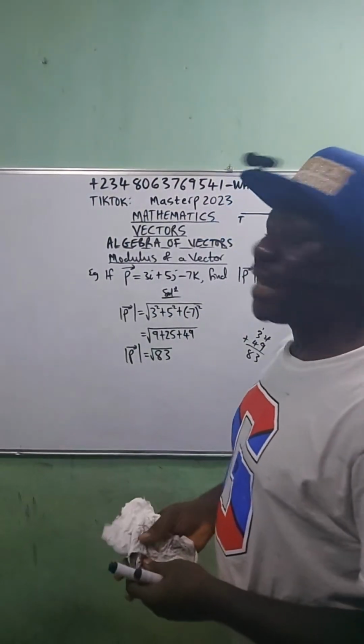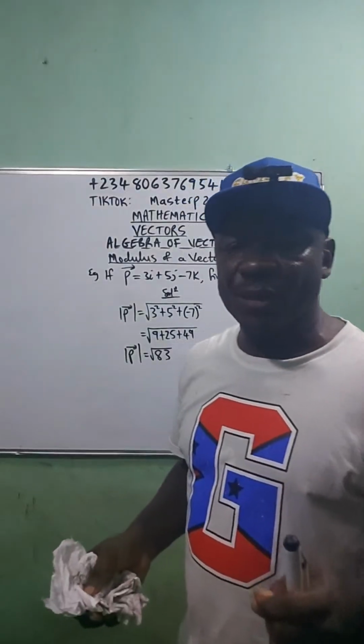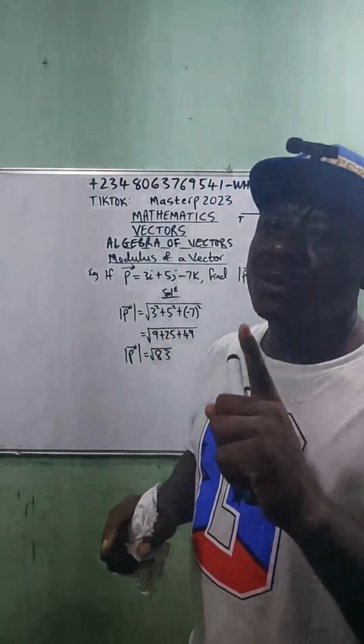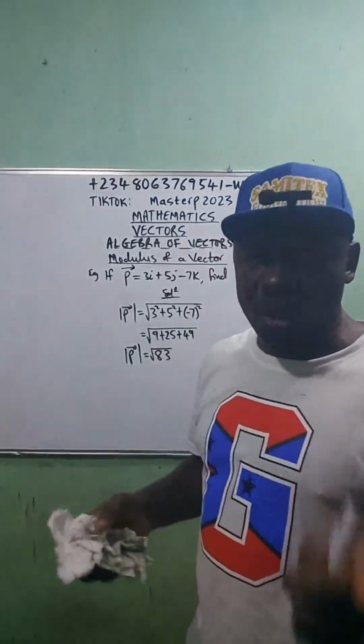So now let us look at what we call the unit vector. That word unit means one. A unit vector is a vector whose modulus will be equal to 1. So let's watch.